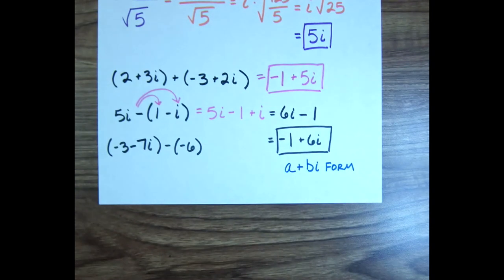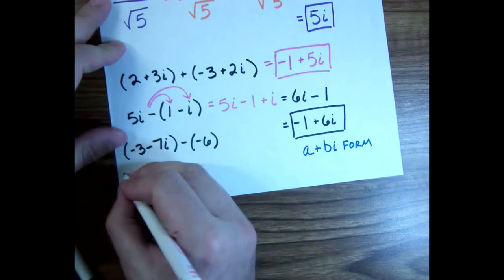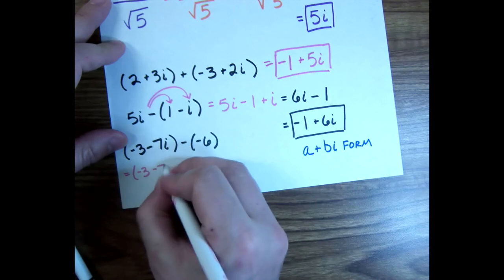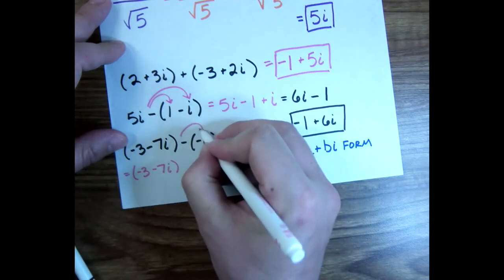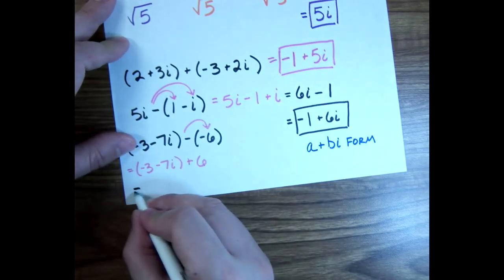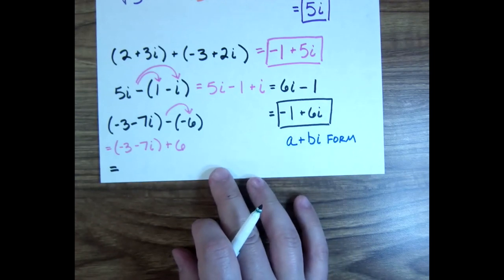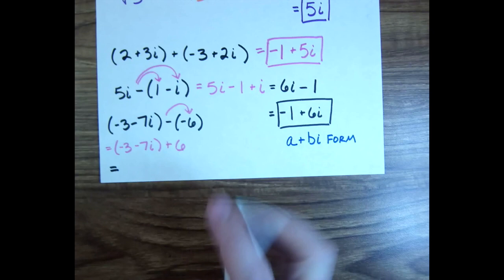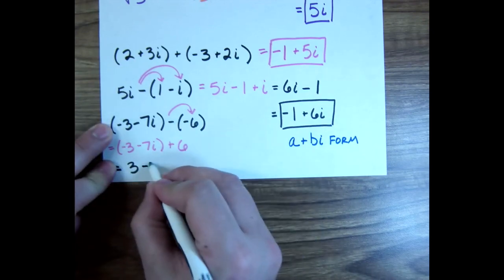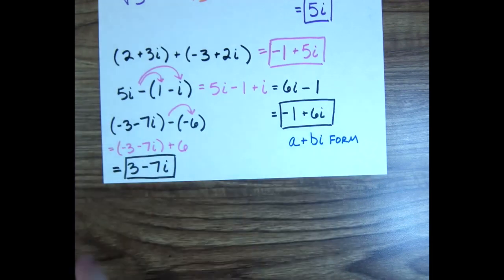What about that one? Distribute the negative. Right, this negative gets distributed. So it will be -3 minus 7i plus 6. Combine the numbers, -3 and positive 6. 3. And then the poor 7i doesn't have any friends. Three minus 7i.